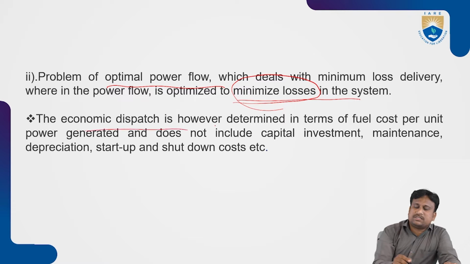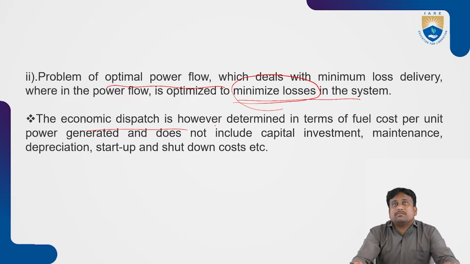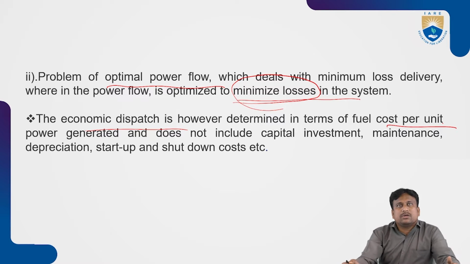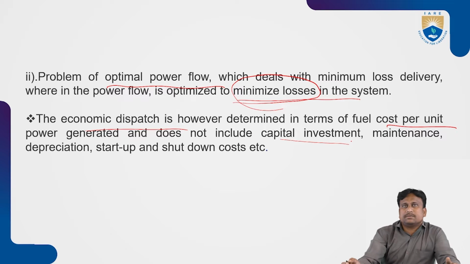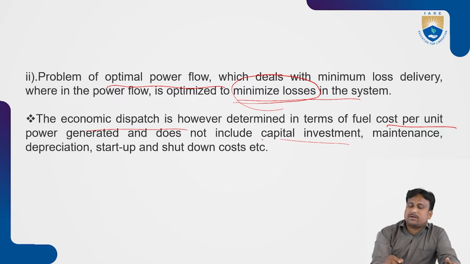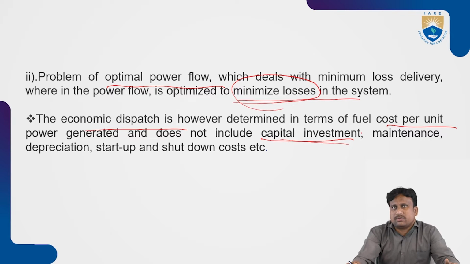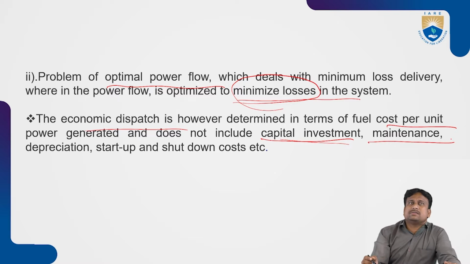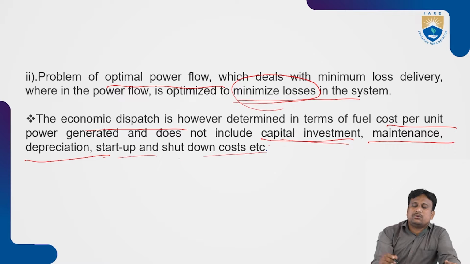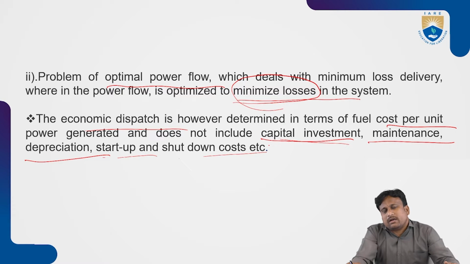Economic dispatch is determined in terms of fuel cost per unit generated, and it does not include capital investment. Capital investment means the entire expenditure placed at the initial stage, which also includes maintenance, depreciation, startup and shutdown costs. So everything is a cost inclusion.